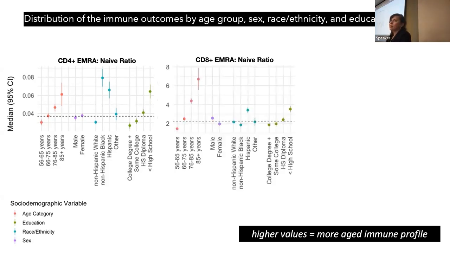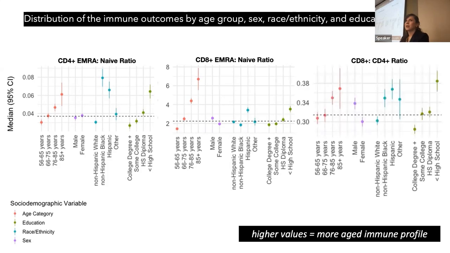The CD8 compartment, really, I mean, there's just not much happening here. You do see an age gradient, which is oftentimes for us a sanity check. You would expect to see higher values in older ages. Not much else to report there. The CD8-CD4 ratio, you do see some interesting signals here. So again, you see the age gradient. You see a sex difference with males having higher values than females. Again, you see this race ethnicity difference comparing to non-Hispanic whites.